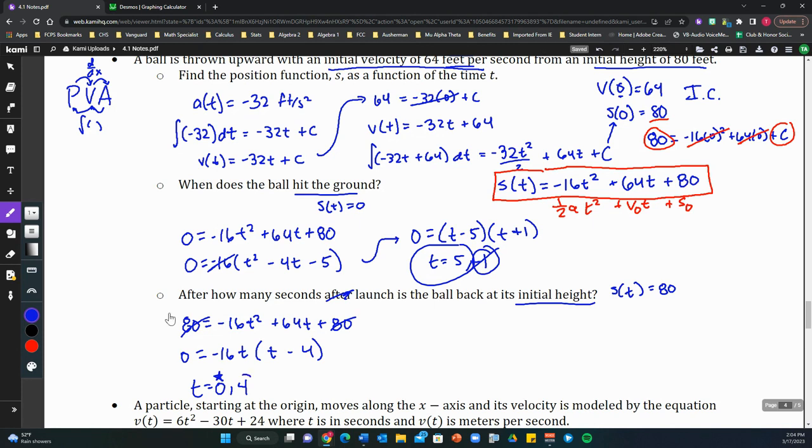So that one makes sense. 4 is the one that we are looking for now. It would take 4 seconds to get back to that initial height on the way down. So at 0 and then 4 seconds later.